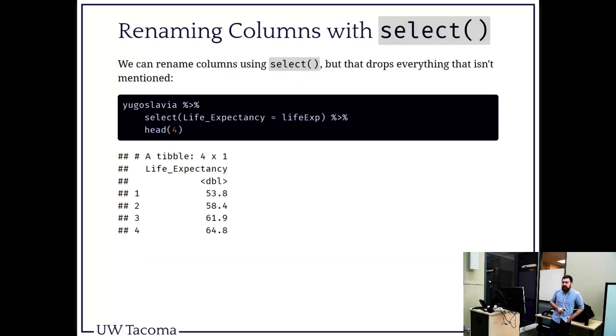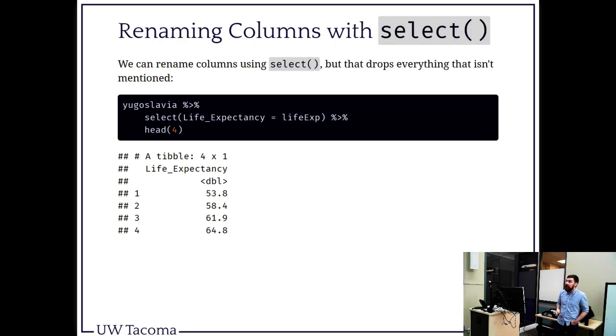Okay, so select is also used to rename columns, so that you could select a column from your data set and rename it at the same time. The syntax for this is the new variable name is on the left, the old variable name is on the right. So this would be saying, I want the Yugoslavia data, I want to select the life expectancy variable, but rename it life_expectancy. But because of the way select works, it drops every variable I don't specifically select. So yeah, I get life expectancy spelled the way I want it, but now I only have life expectancy.